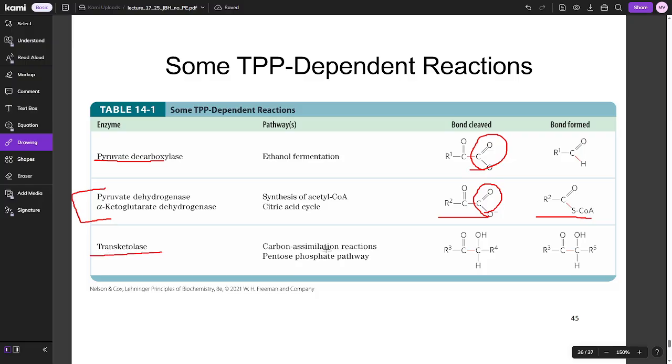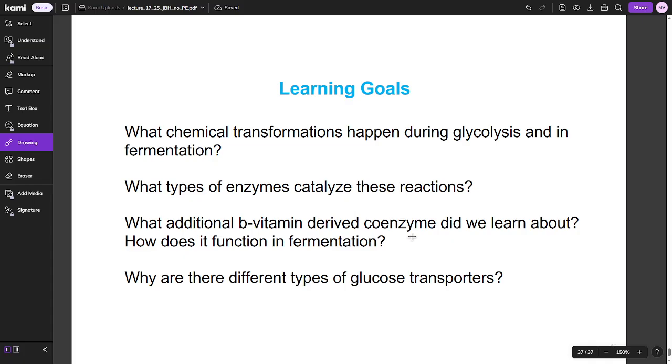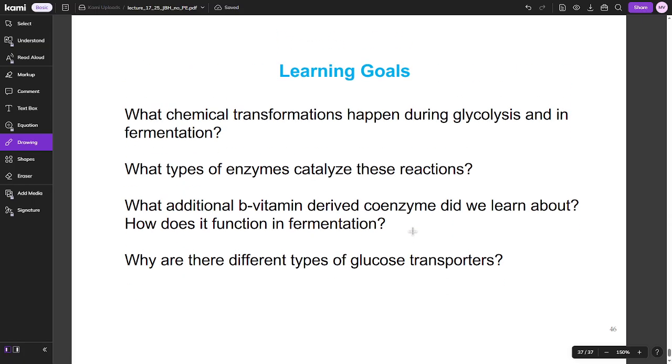Transketolase, right? This is a bit of a different pathway, right? But it's along similar lines. In the pentose phosphate pathway, which you'll be covering a little bit later. But that's actually the end of this lecture. So you should be able to remember these, right? Please, please, please spend the time to memorize these reactions, right? You will need them for the exam, and it'll save you a lot of points.